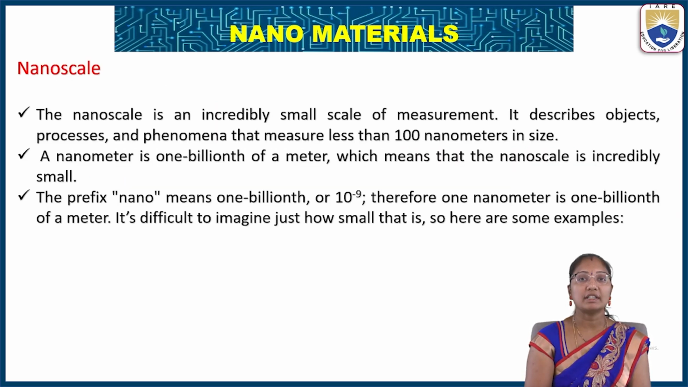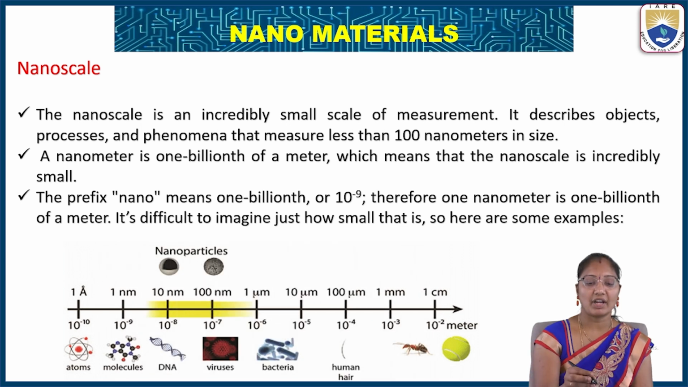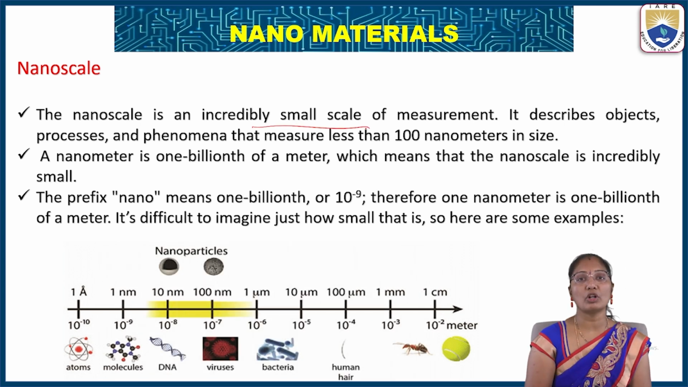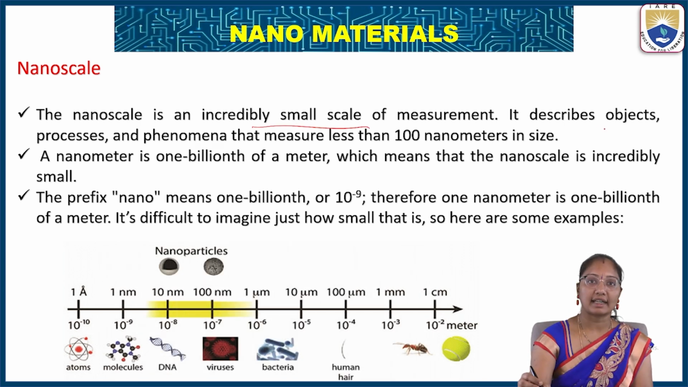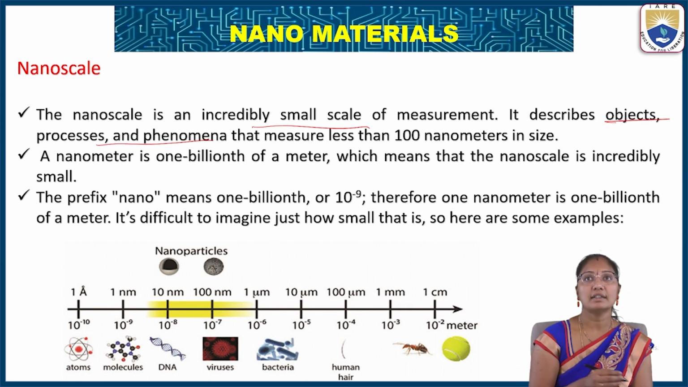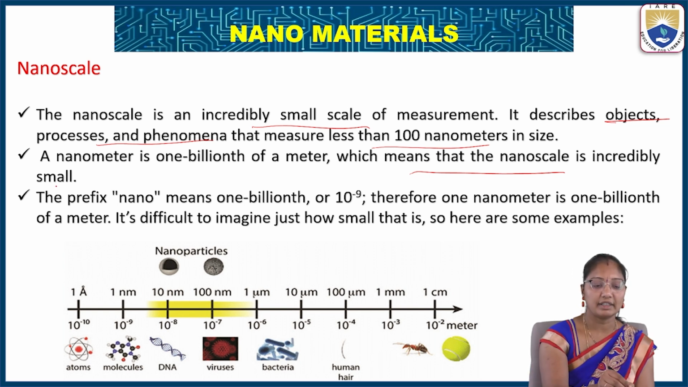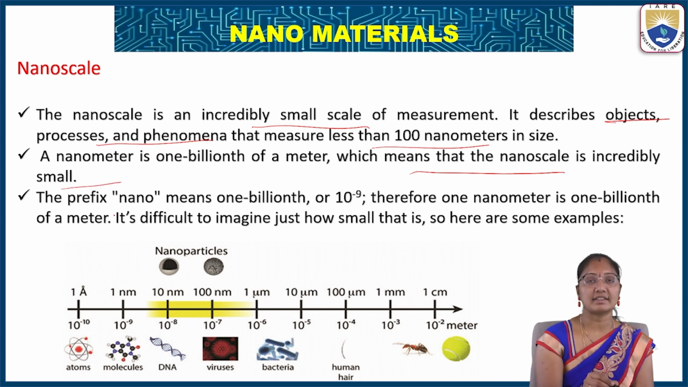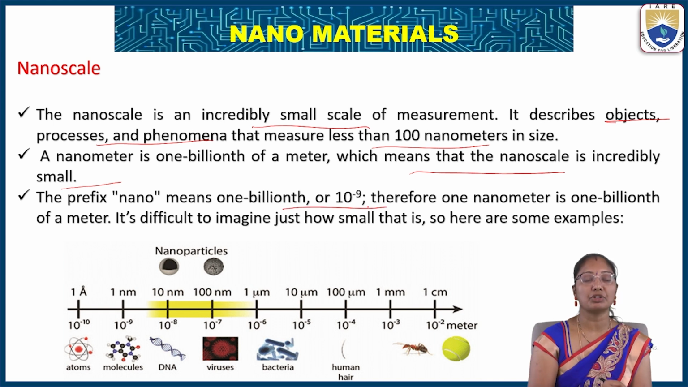So nanoscale. What is nanoscale? A nanoscale is defined as an incredibly small scale of measurement. It describes objects, processes and phenomena that measure less than 100 nanometers. A nanometer is 1 billionth part of a meter, which means that the nanoscale is incredibly small. It is very difficult to even imagine.